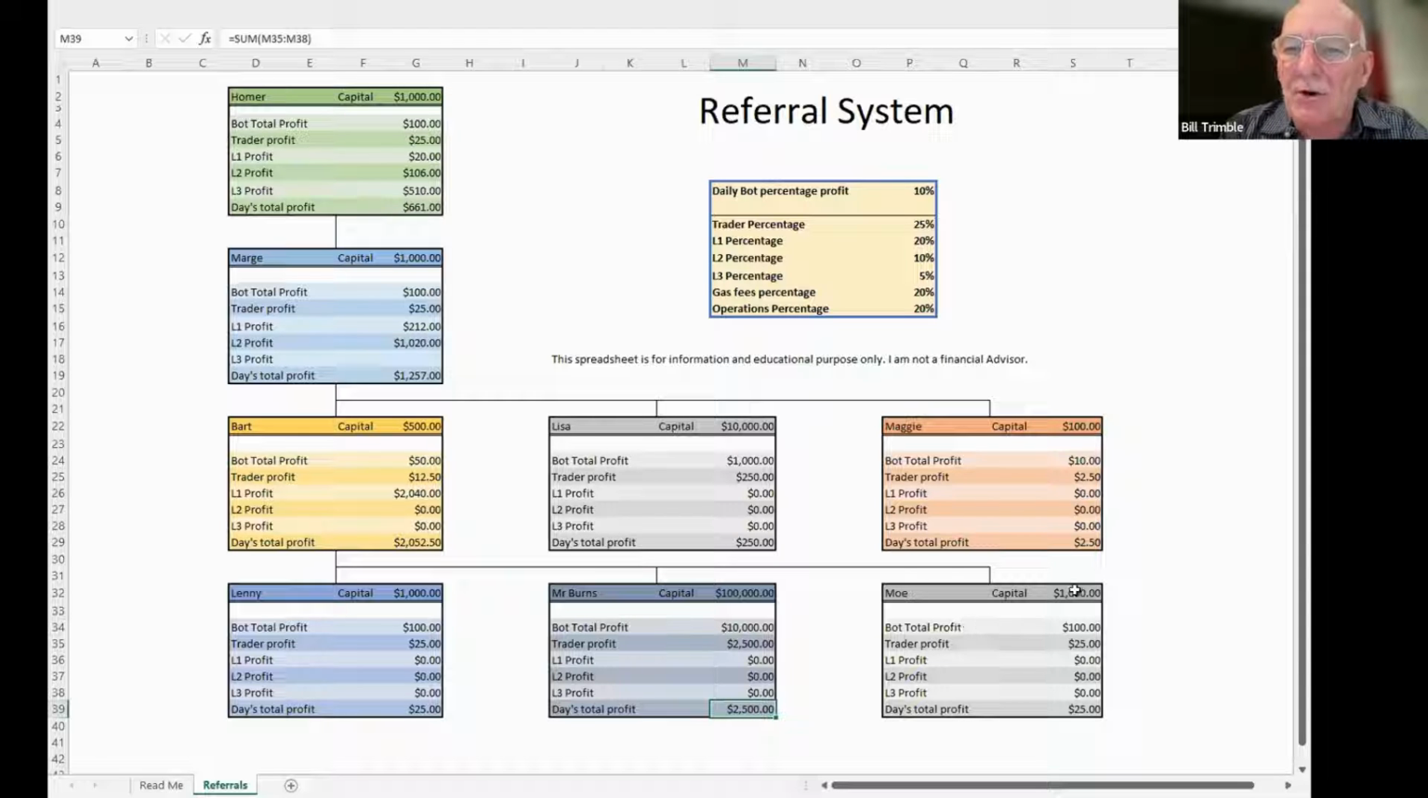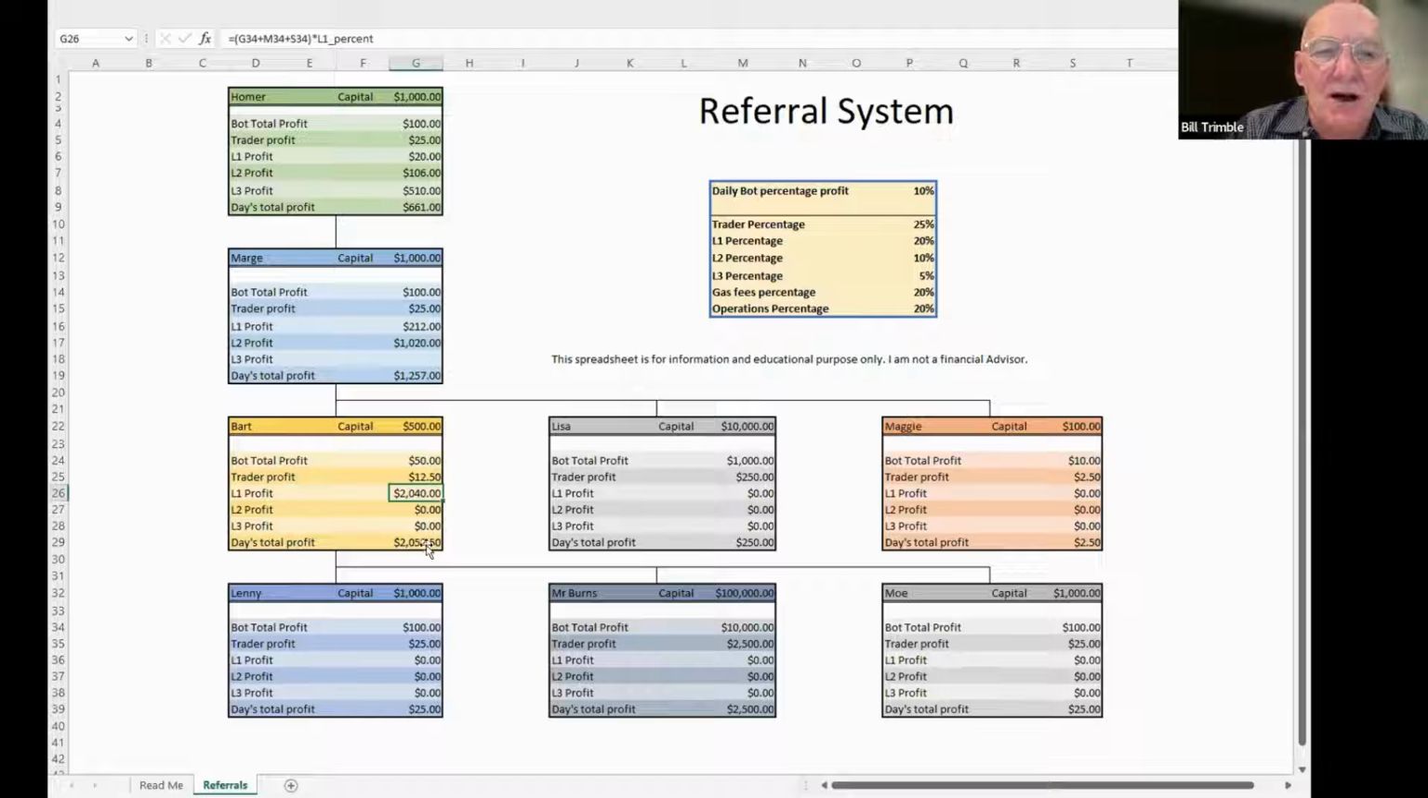And Mo, he put 1,000 in. The bot made 10% for him, which is 100, 25% of that, $25. So Mo has made $25. But look up here, Bart, because he's introduced these people and he was lucky enough to get Mr. Burns in there, on his level 1, so the bot made for Bart $50. He got $12.50, which is 25% of 50. But because he got these in, including Mr. Burns, on his level 1, he's made 20% of the total, which is $2,040.